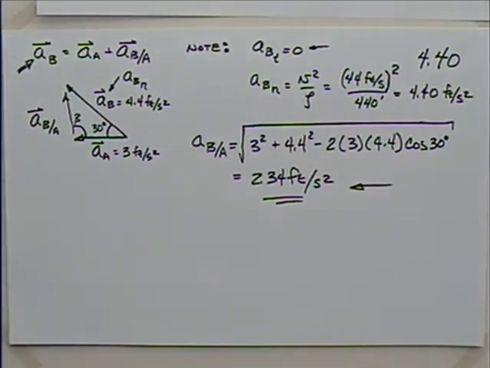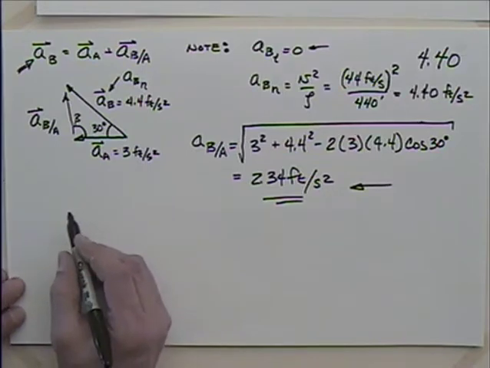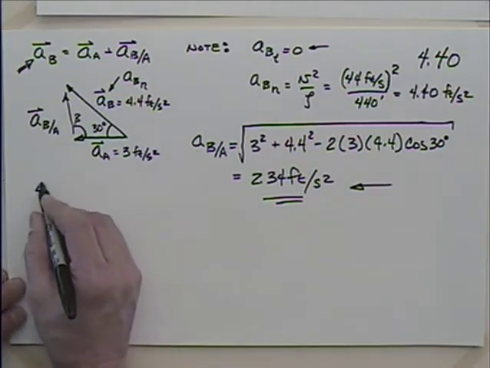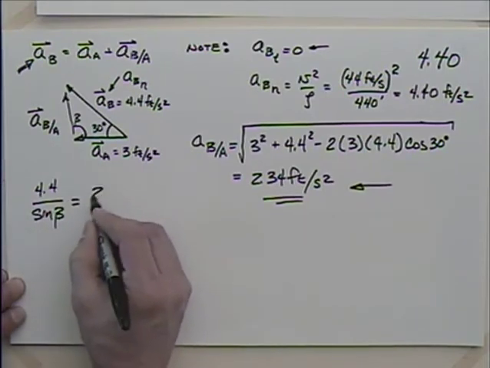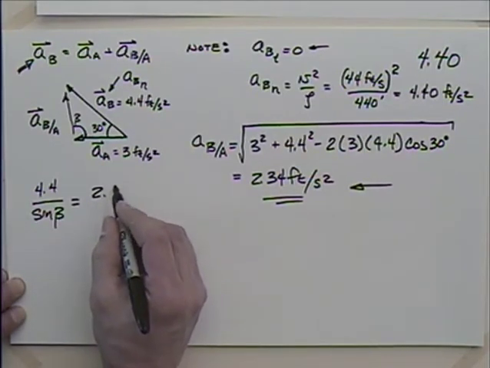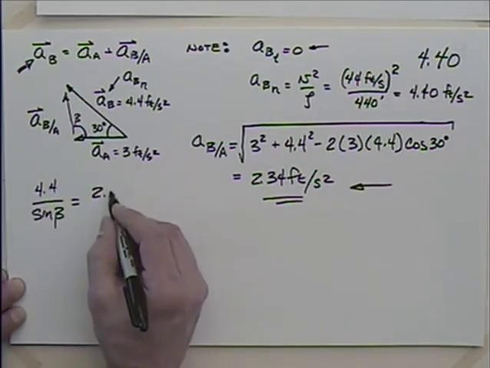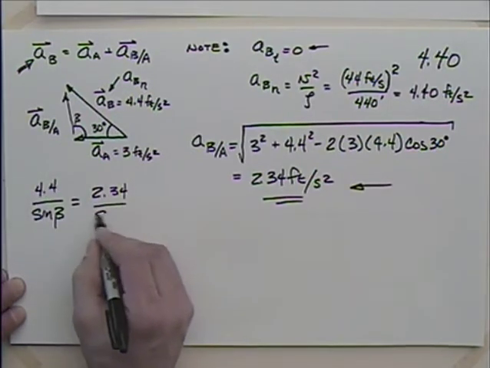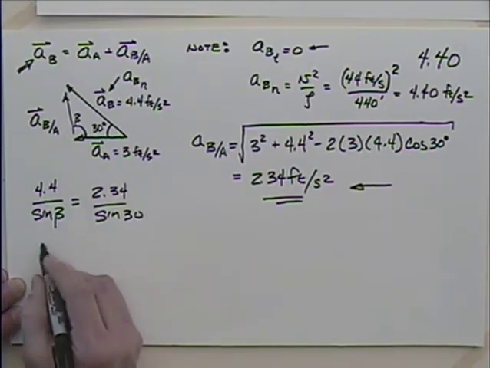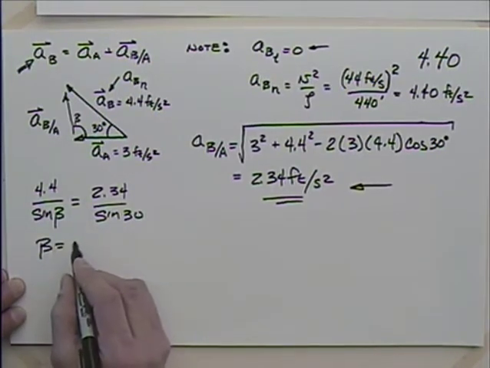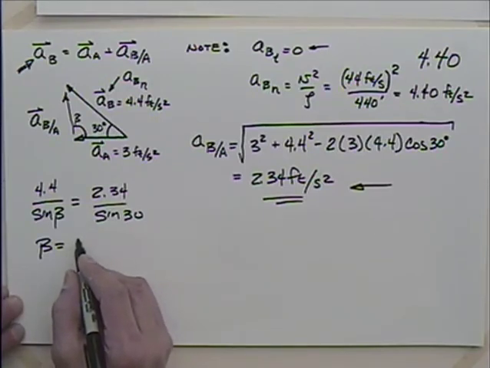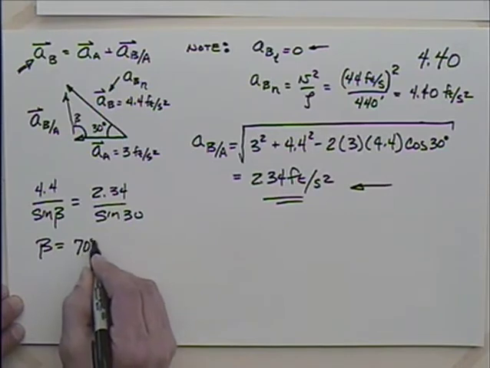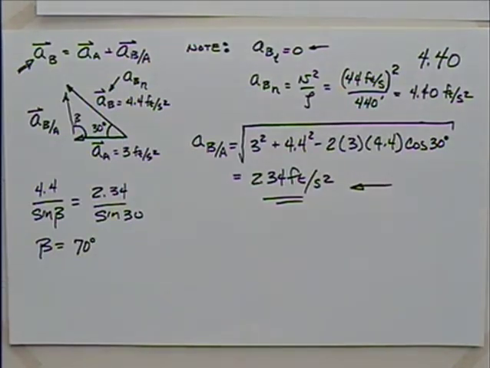I should probably get the direction. I can do that with beta. So I could say that 4.4 divided by the sine of beta is equal to 2.34 divided by the sine of 30, the angle opposite it. That's what we just found, right? And we'd come up with beta. I think your calculator would probably give you 69.8. Why don't we just call it 70? A lot of your calculators will give you 70 degrees.